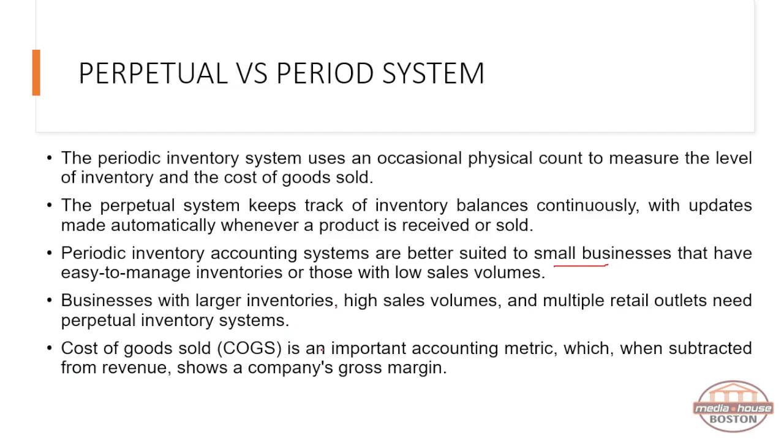So the cost of goods sold is an important accounting metric which, when subtracted from revenue, shows the company's gross profit or gross margin.